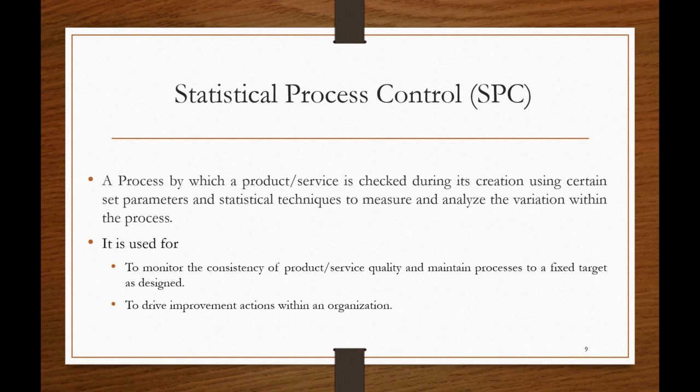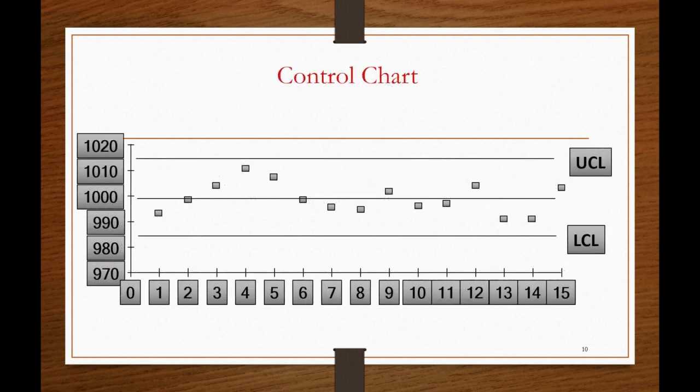The generally used tool for statistical process control is the control chart. See here the control chart, which contains the upper control limit and lower control limit. The control chart attempts to distinguish between two types of process variations. Common cause variation, which is intrinsic to the process and will always be present. Special cause variations, which stem from external sources and indicate that the process is out of statistical control.